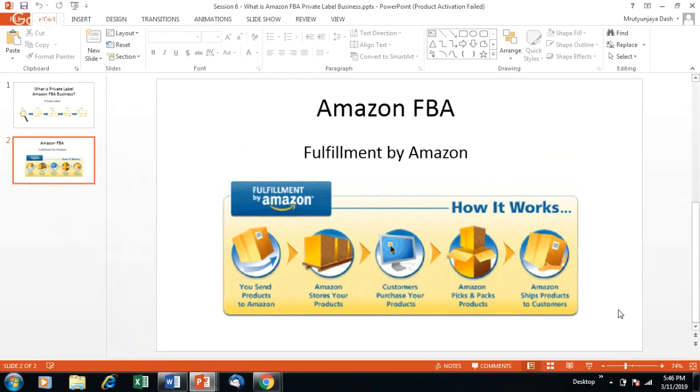Now they have their own logistics, called Amazon Transport Service, ATS. They'll charge for the shipment according to your shipment weight and so on. All right.